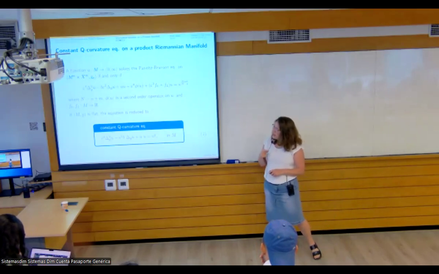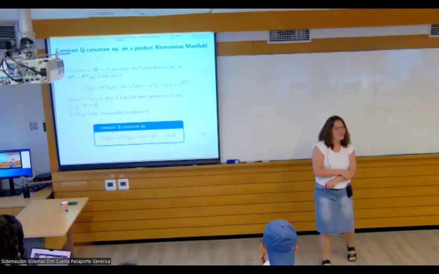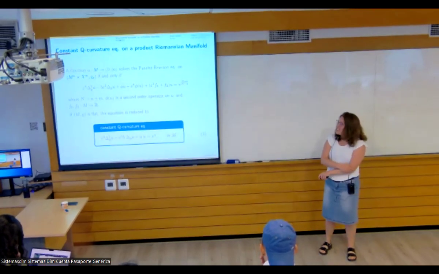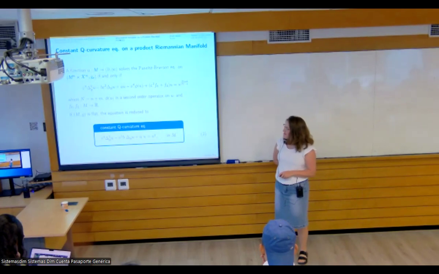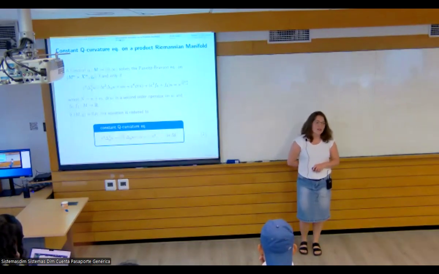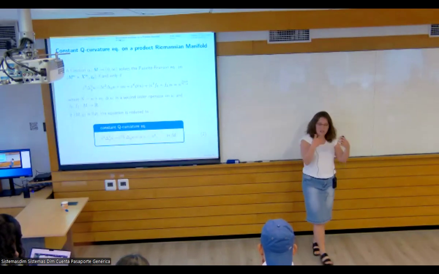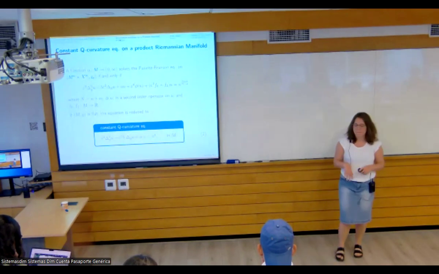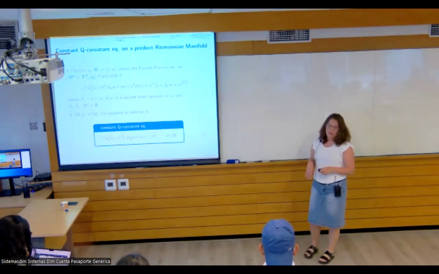We also add this hypothesis that M is flat, which simplifies the equation a little bit more, and we get this constant Q-curvature equation, which is simpler, with an exponent on the right-hand side which we call q, which is a subcritical exponent. So this is the equation for which we are looking for solutions.